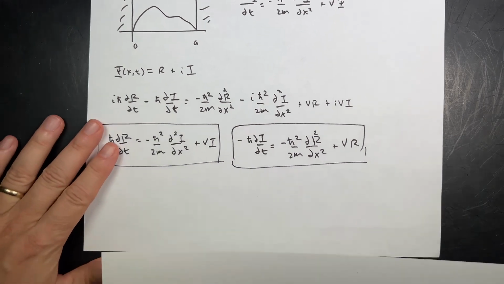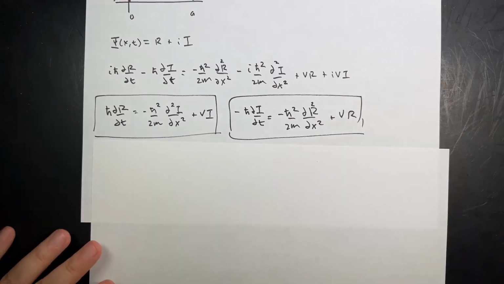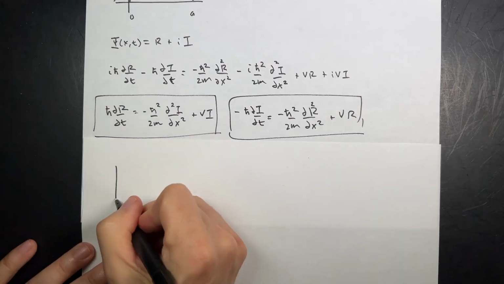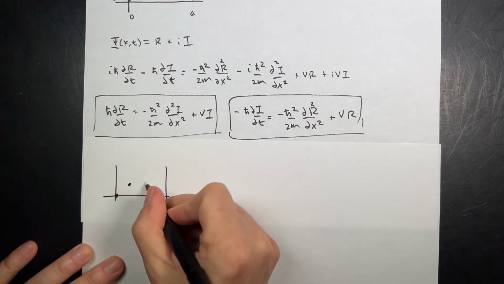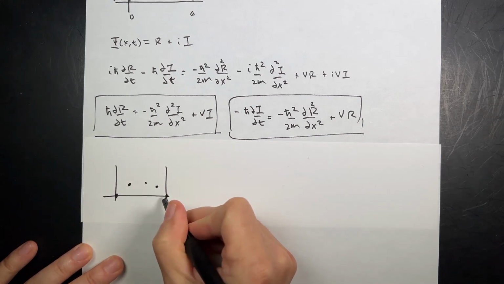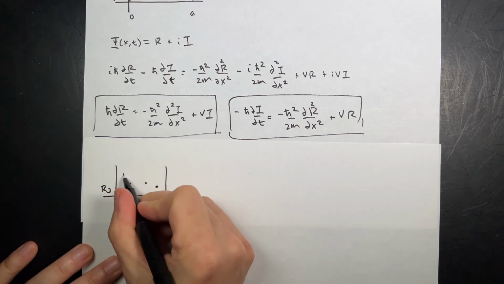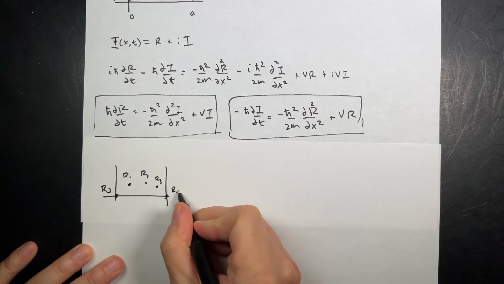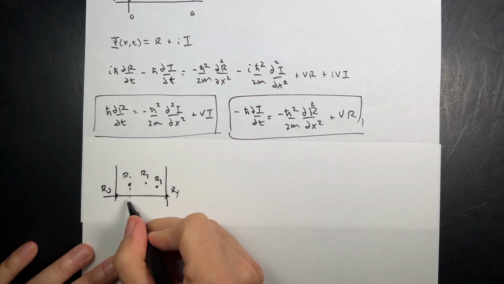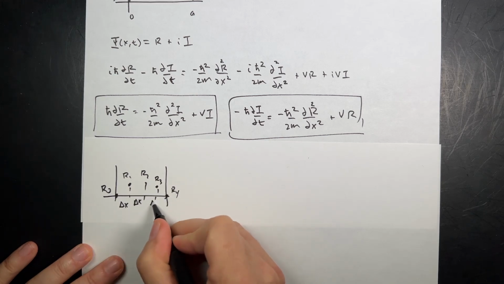I'm going to scooch this up because I feel like I do better if I write on the lower part of the paper in terms of focus. Suppose I look at just the r function and I break it into finite pieces right there. So I have R0, R1, R2, R3, R4. I have finite elements, and they're spaced out delta x, delta x, delta x.